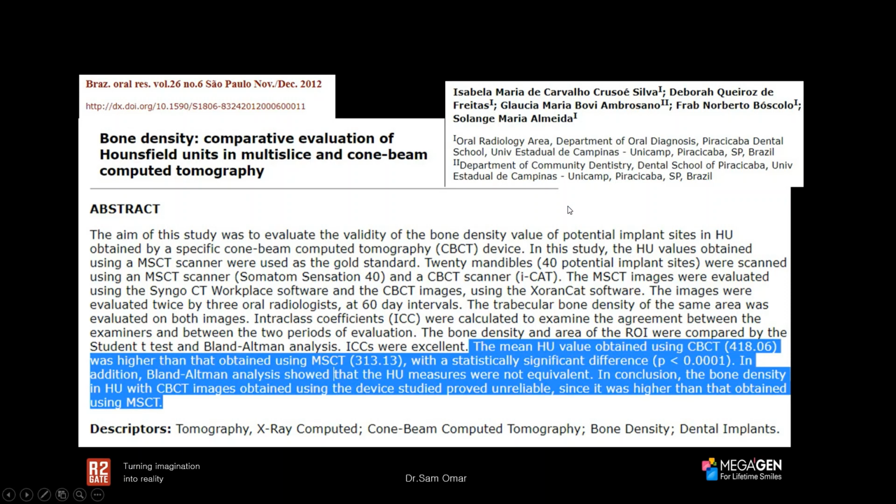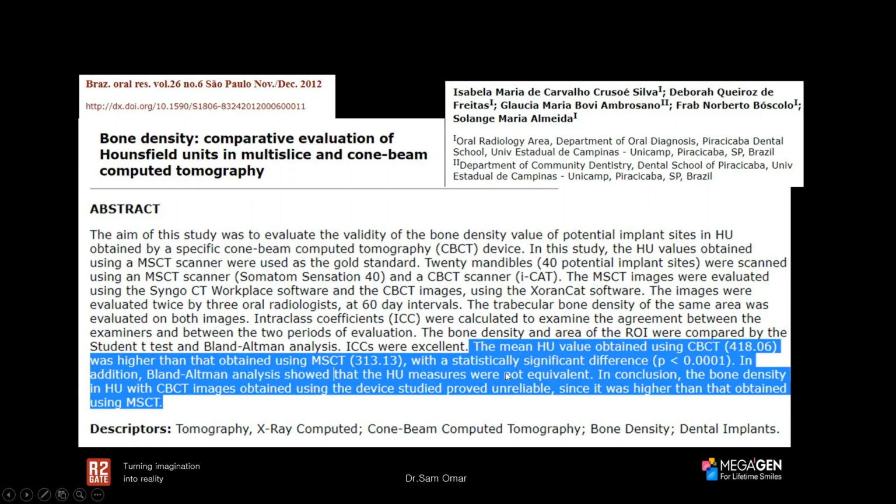This is a study that was done in Brazil. What they did here is they got one patient, and they scanned the patient first with a multi-slice CT scan, which is a medical grade CT, and then scanned the patient again with a CBCT scan. And then they compared the numbers. What they found was the mean Hounsfield unit value obtained with a CBCT scan was higher than the one obtained with a multi-slice CT. How is that possible? And the difference was not a small difference, it was a statistically significant difference. And also Bland-Altman analysis showed that Hounsfield units were not equivalent.